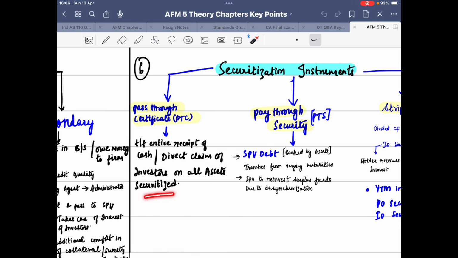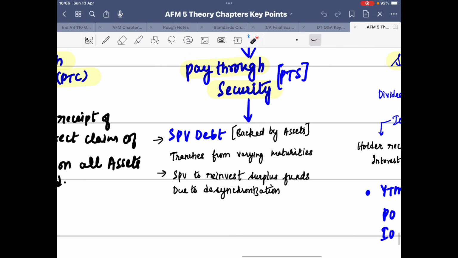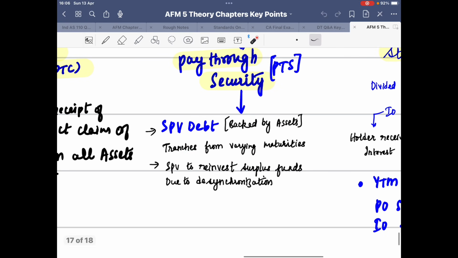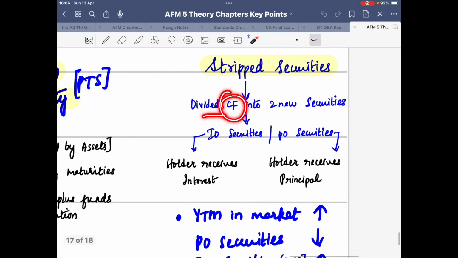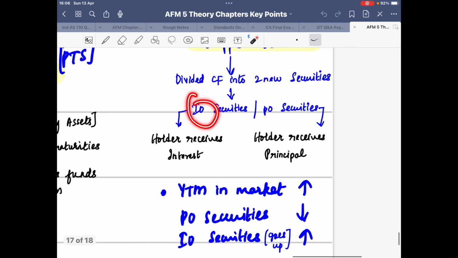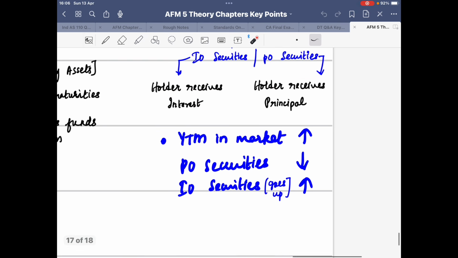Securitization instruments: pass through certificate, transfer entire receipt of cash or direct claim of investors on all assets securitized. Pay through security, special purpose vehicle debt backed by assets, tranches from varying maturities, SPV to reinvest surplus funds due to desynchronization. Stripped securities: divide cash flows into two new securities, interest only securities or principal only securities. Interest only securities, holder receives interest; principal only securities, holder receives principal. Yield to maturity rises, principal only security falls and interest only security goes up.